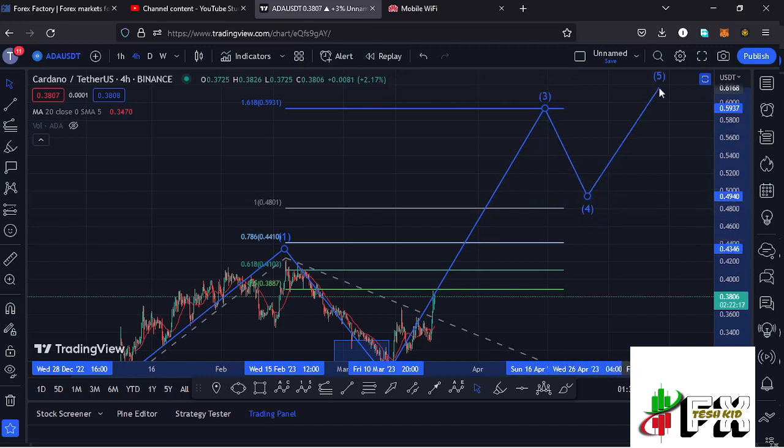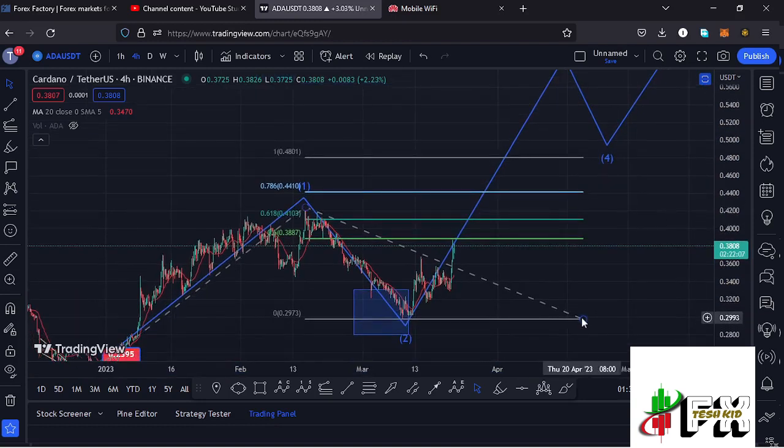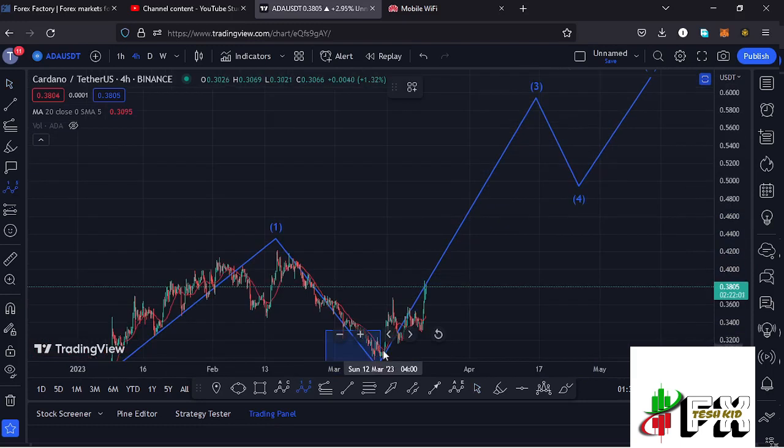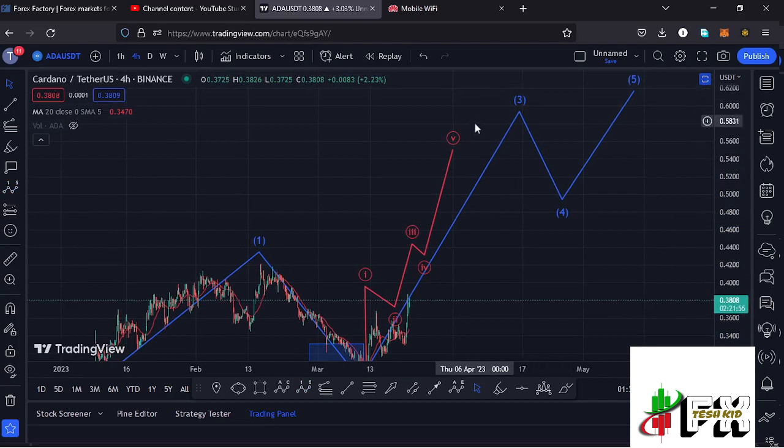That is the minimum that I'll be expecting Cardano to do in the formation of that wave 3 before we can see a bit of a retracement in the formation of this wave 4, then continue gearing up in the formation of that wave 5. And in the formation of this wave 3, which is an impulsive wave, I'm also expecting to see a 5-wave structure in formation, having the wave 5 fully maximizing our target areas and also giving us the high for that wave 3 to the upper side.